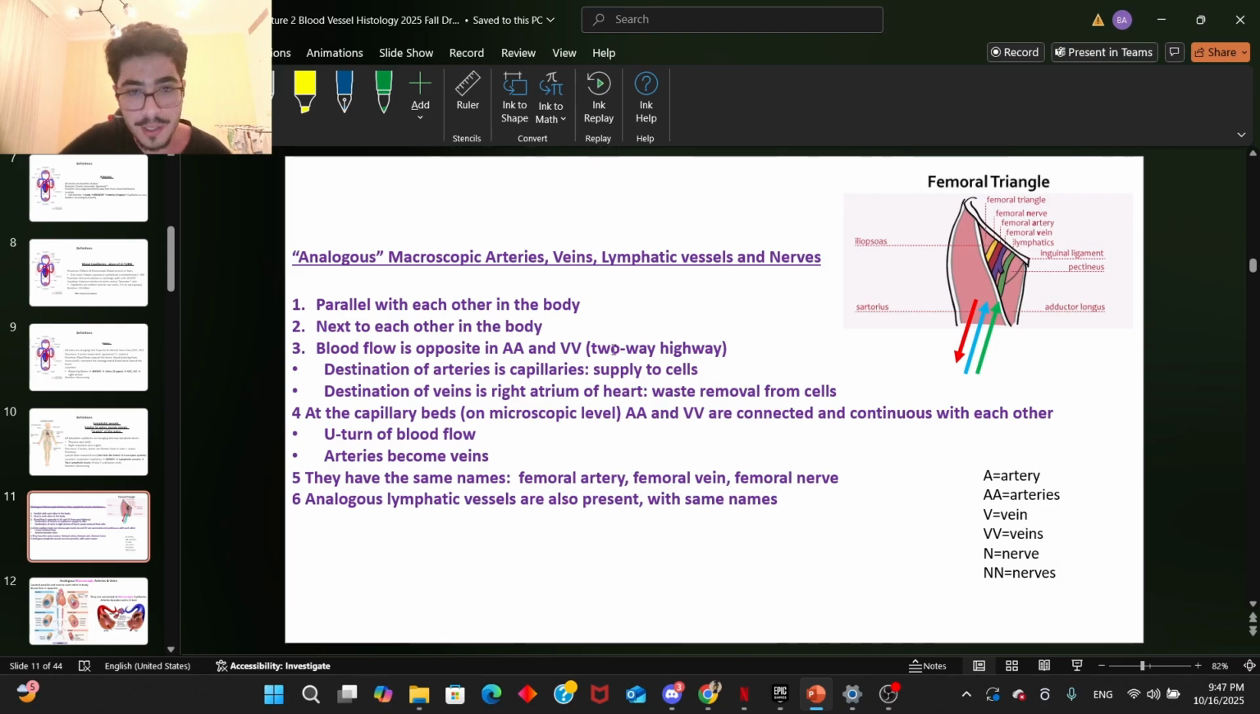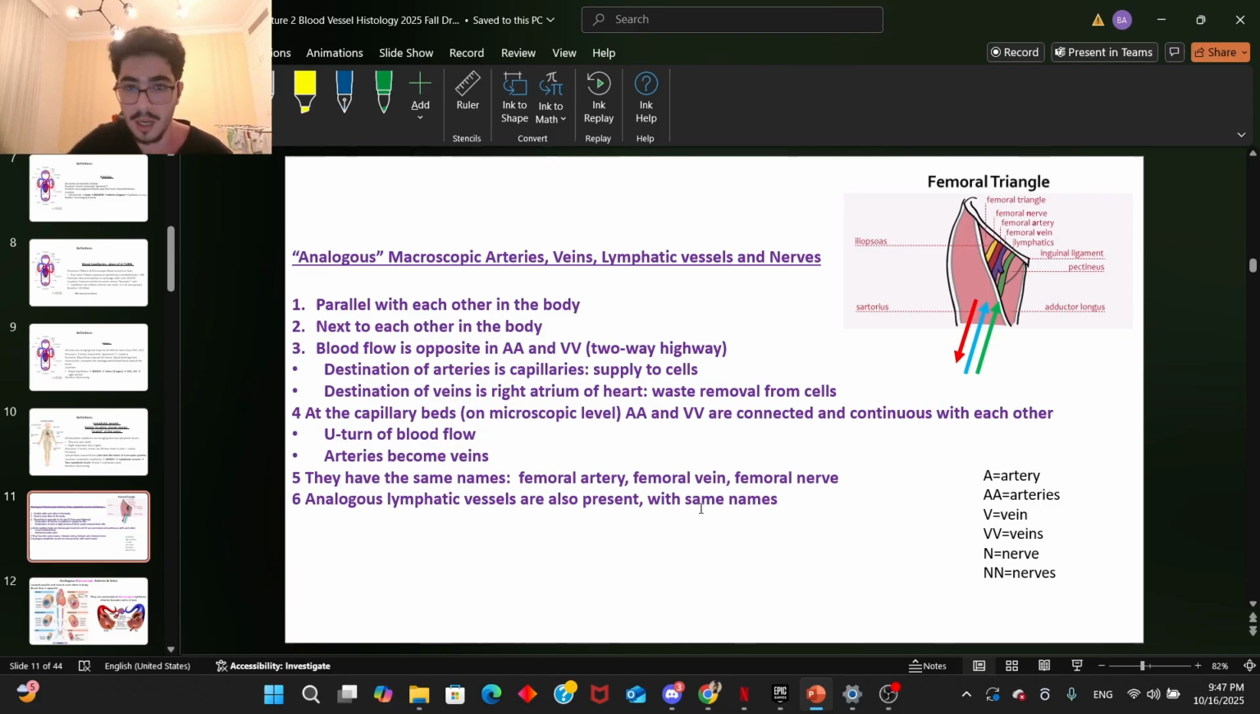Obviously, the arteries and the veins carry blood in opposite directions: arteries away from the heart, veins to the heart. Arteries carry the blood away from the heart to the capillaries where exchange will happen, right? And then veins will carry the blood to the right atrium. At the capillary beds, arteries come in, and the capillaries connect the arteries and the veins. So arterioles, then capillaries, then venules, and then veins. It's kind of a U-turn where arteries become veins, okay?